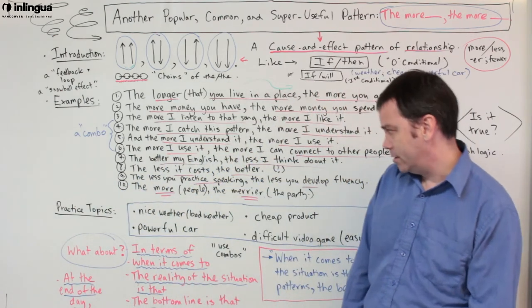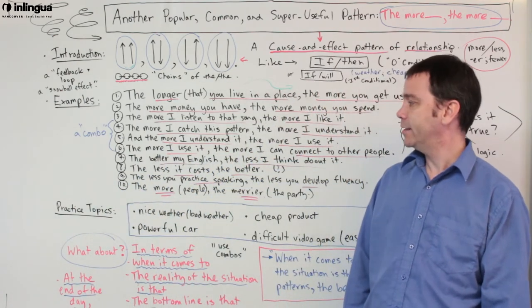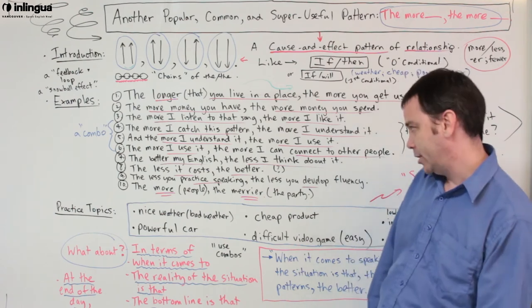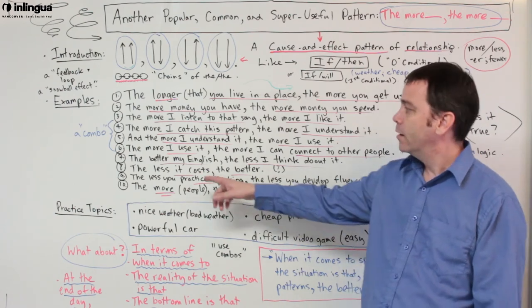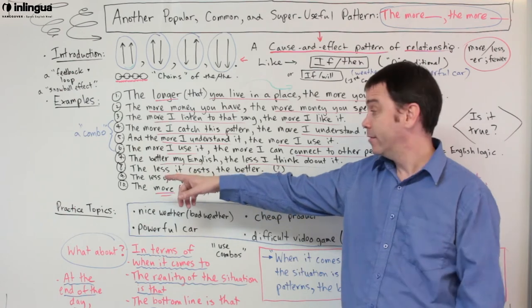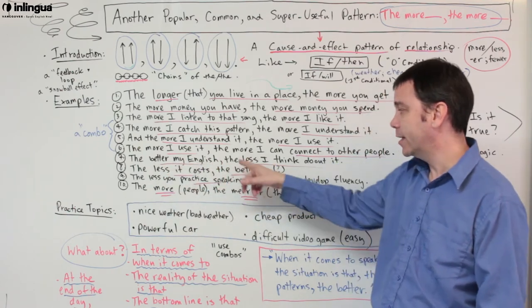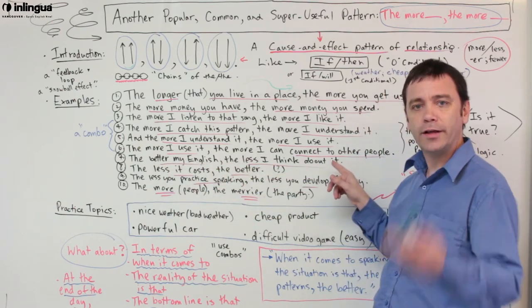Let's try 7, 8, 9, and 10. Okay, let's check 7. I'll say it and you say it. The better my English, the less I think about it. Try that.